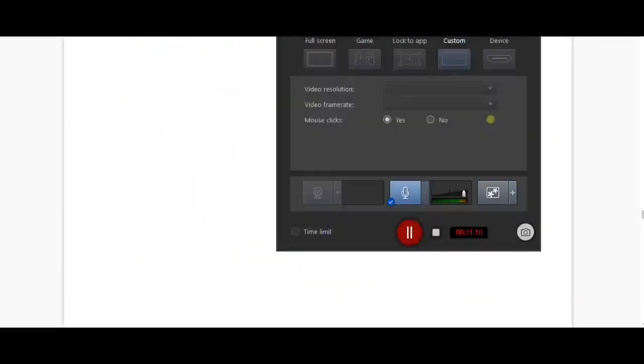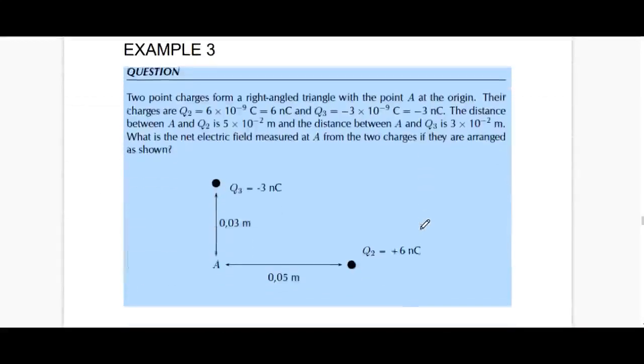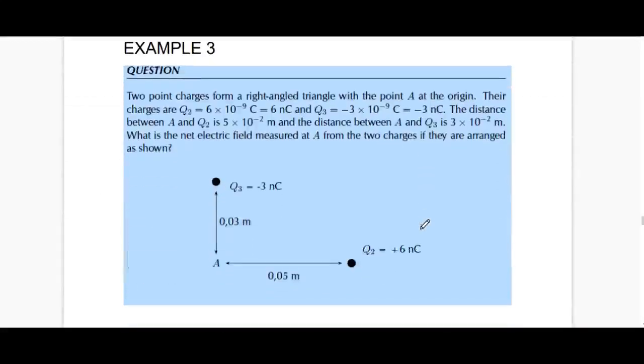Okay, so example 3. For example 3, the right angled triangle comes back again.